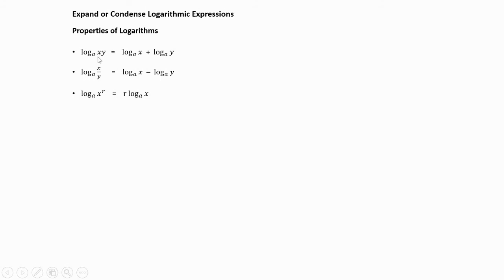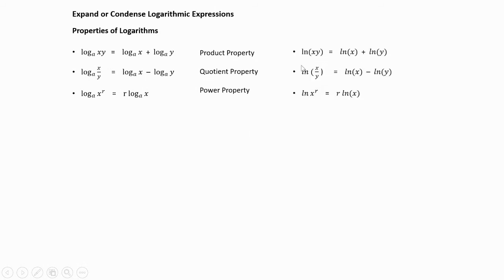So here we're going to expand or condense logarithmic expressions. These are the properties that students must know. This is called the product property, the quotient property, and the power property. And they also work for the natural log, the ln. This is the product, the quotient, and the power. If it's the product property, it means you're going to separate the log into two terms, with x and y. So we're going to go back and forth, going from condensed to expanded.